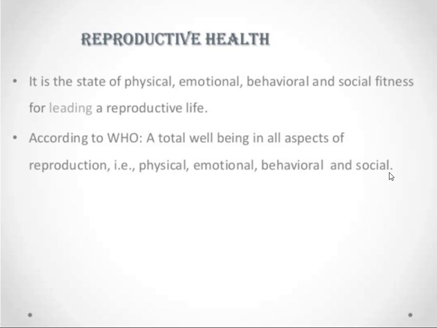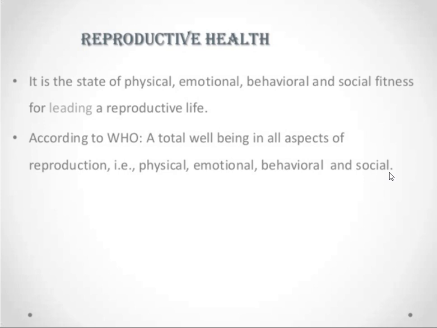So this reproductive health is basically the ability of a person to produce healthy offspring, and it is not only talking about the reproductive life. It talks about the total well-being in all aspects. If a person is said to be reproductively healthy, then that means the person has the ability to produce healthy offspring, and it is the state of healthy reproductive organs with their normal functioning.